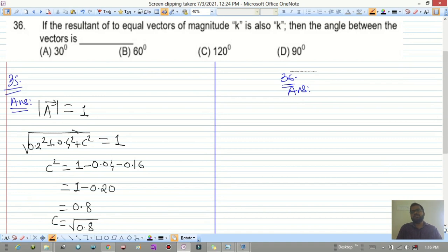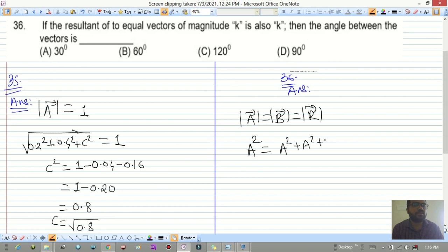36. If the resultant of two equal vectors of magnitude k is also k, then the angle between the vectors is? That indicates if the magnitude of a bar, the magnitude of b bar and the magnitude of the resultant are the same, then what will be the angle between the vectors a and b. So to find the angle, let us consider a squared is equal to a squared plus a squared plus 2ab cos theta, because everything is the same, so I am writing a everywhere.